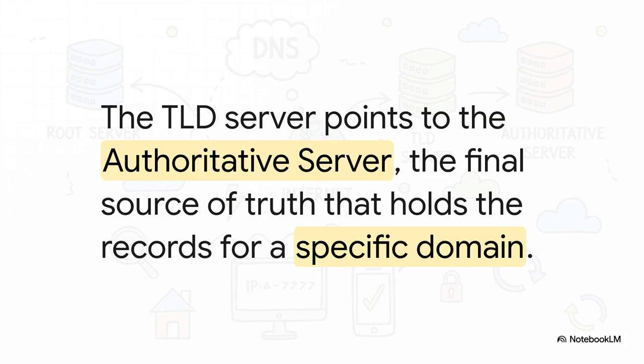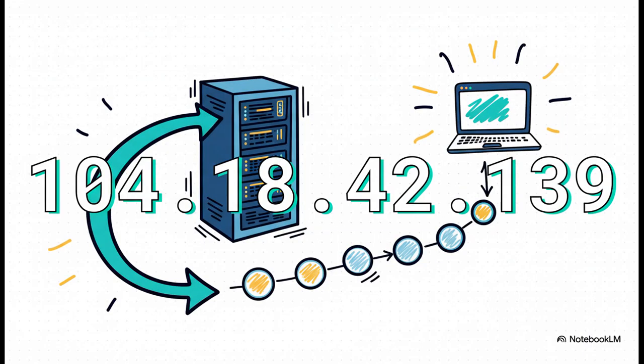This server still doesn't have the final IP address, but it knows exactly who is in charge of the network chunk part, so it makes the final handoff, pointing the query to our last stop, the authoritative server. This is it, the one true source of information for that domain. And boom, the query arrives.